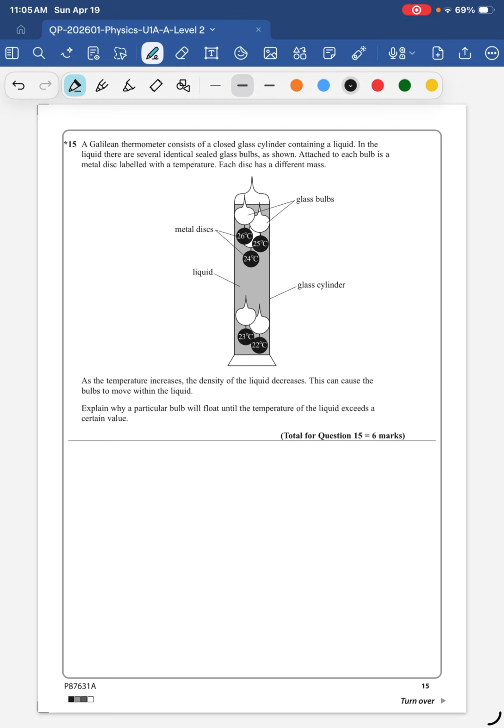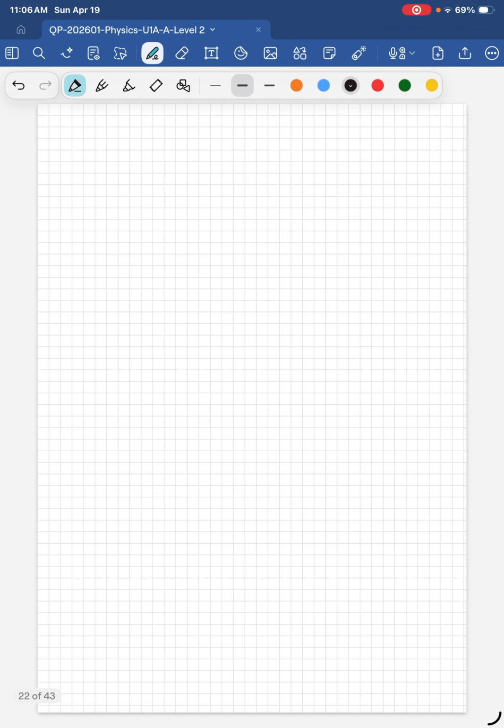As the temperature increases, the density of the liquid decreases. This can cause the bulbs to move within the liquid. Explain why a particular bulb will float until the temperature of the liquid exceeds a certain value. So let's use a clean page. So basically, this question 15. The upthrust is equal to the weight of displaced liquid.